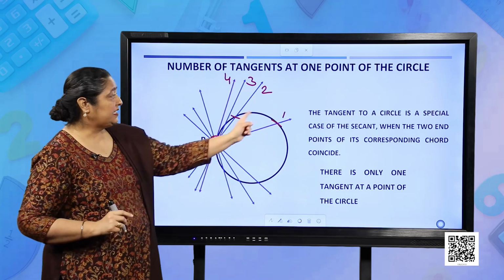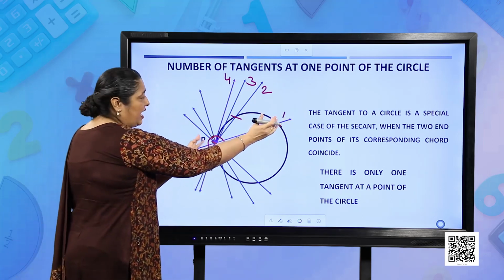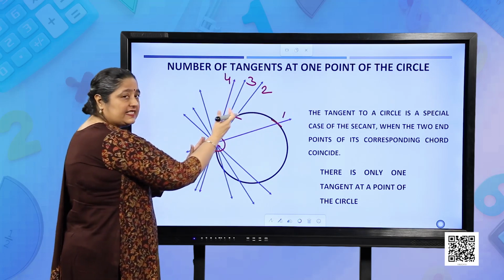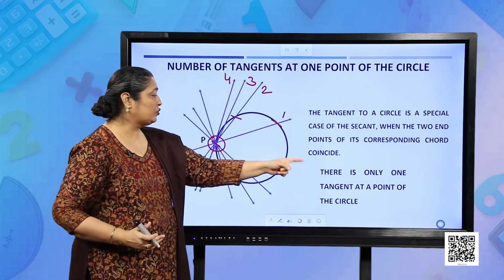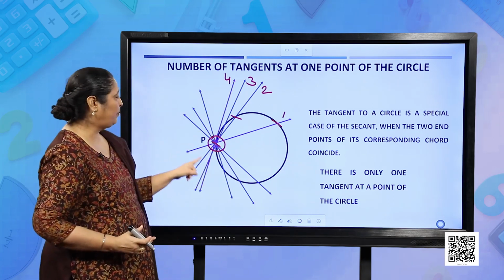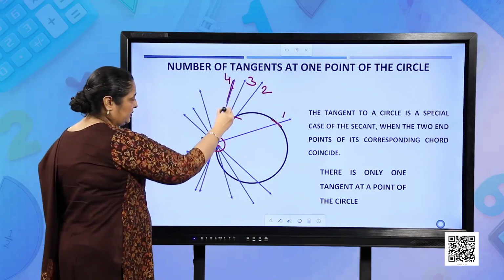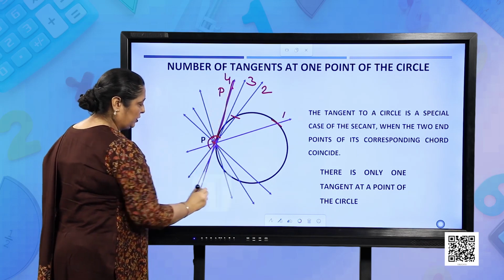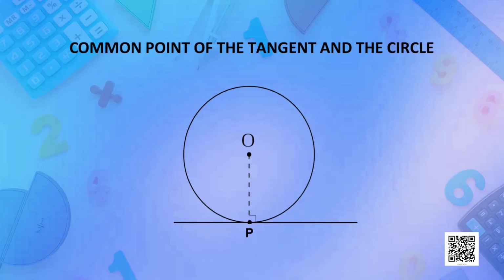So, how many tangents can you draw? Only one. The tangent to a circle is a special type of a secant. This is a secant and the end points coincide. The end points are coinciding with each other and they form a tangent. So, there is only one tangent at the point on the circle. This is one tangent. Let me name it P and Q. So, we have only one tangent.